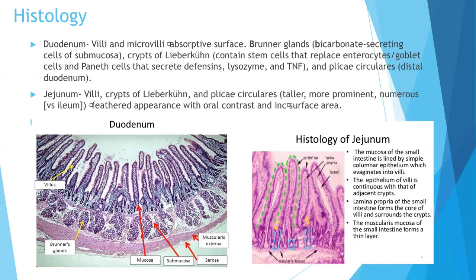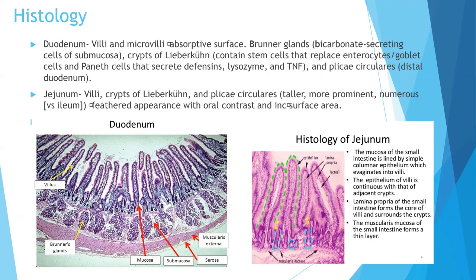Now, talking about the duodenum and the jejunum, in the duodenum there are villi and microvilli. And these villi and microvilli actually increase the absorptive surface. And the duodenum also consists of the Brunner glands, okay? Now, these Brunner glands are the bicarbonate-secreting cells of the submucosa.